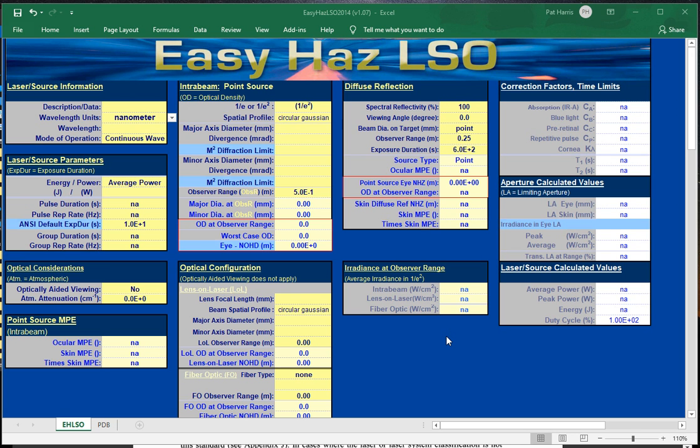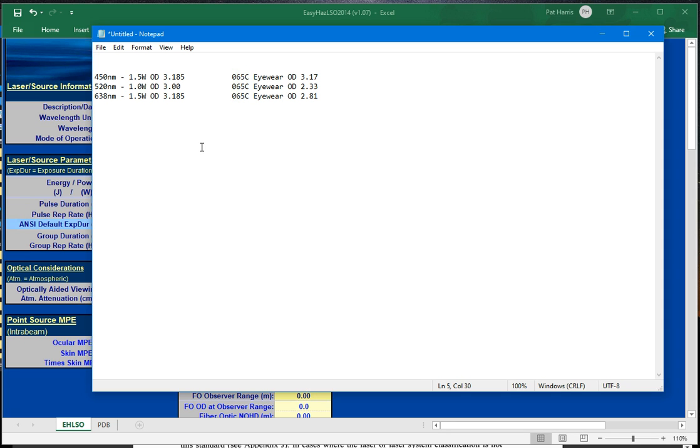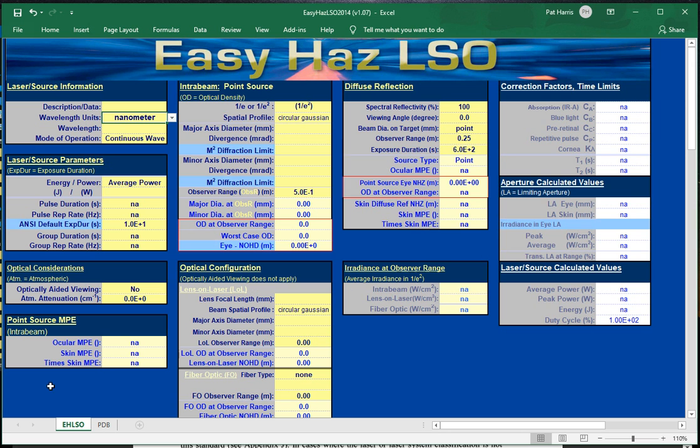All right, so we're going to talk about three visible wavelengths running: 1.5 watts at 450, 1 watt at 520, and 1.5 watts at 635. These are the ODs required, and we can verify those in EasyHas.